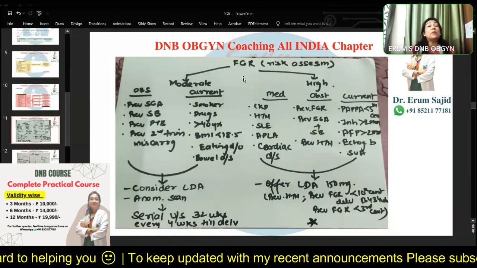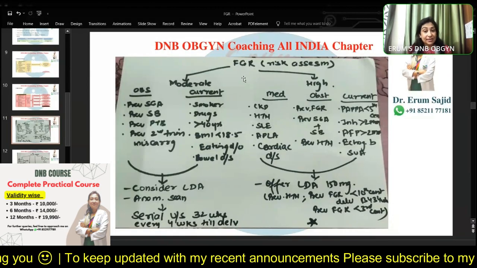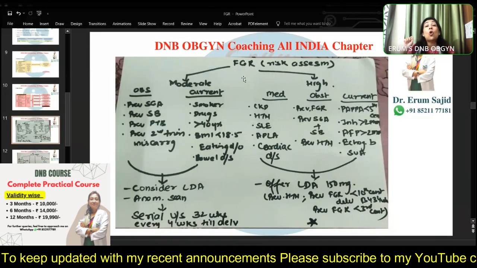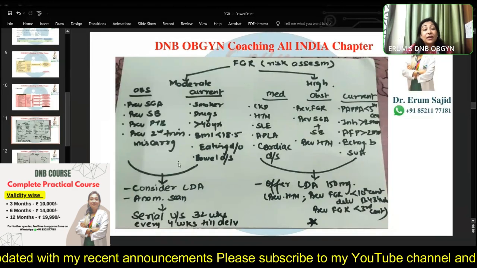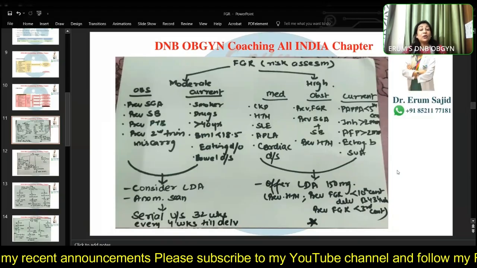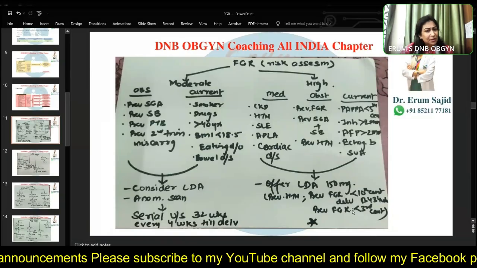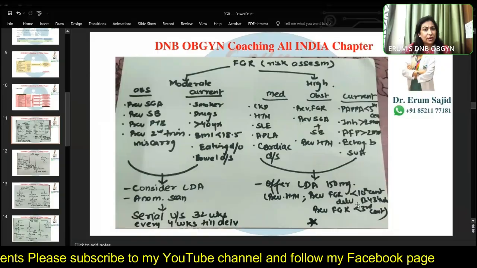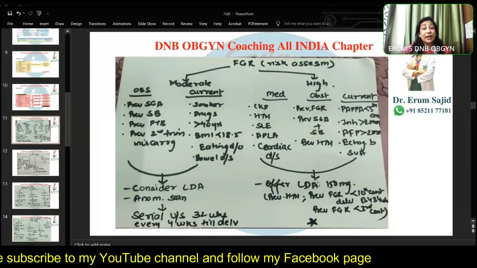All right. In these patients, when you do find out that they are high risk, what do you do? You offer, you don't consider. Earlier we were considering the low-dose aspirin. Here you are offering the low-dose aspirin. That's all you need to remember. Don't go about all this, okay? Just remember that you are offering LDA.